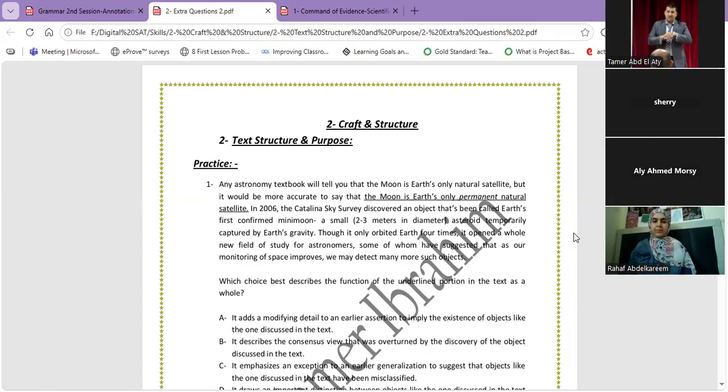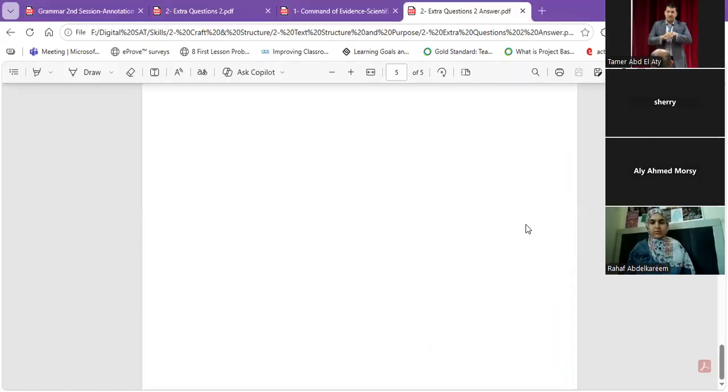So now, let's find the answers for the questions for domain 2, craft and structure, in this sheet together. I asked you to solve from 1 to 5. Just let me open the answer key.